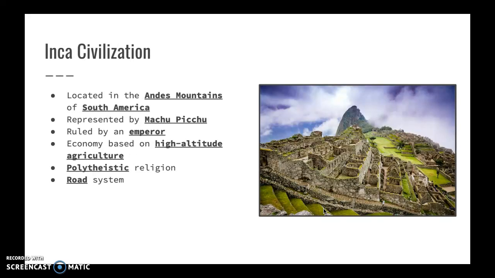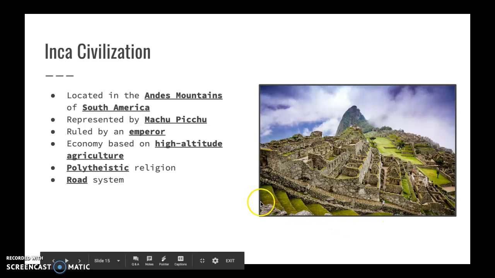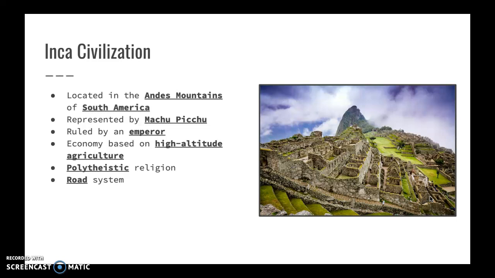The Incas, they were located in the Andes Mountains of South America, a very, very mountainous area. And because it was so mountainous, they used high-altitude agriculture that resulted in them creating terraces, such as the ones that you see here in the picture. They would have created these flat areas in which they could plant crops to have large crop yields. They were also polytheistic. The picture that you see over there is Machu Picchu, one of the largest cities. And all of the Incan Empire was connected via a road system that was comparable to the Romans.